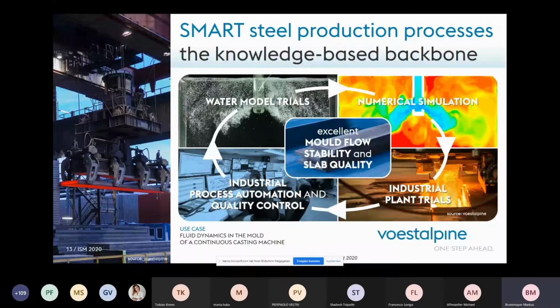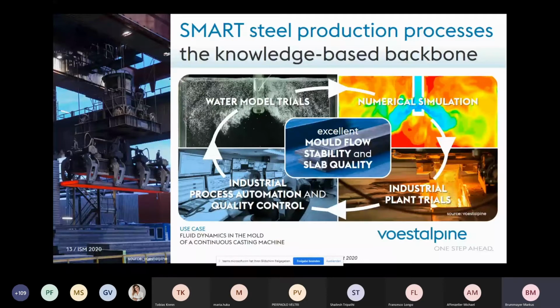These process models range from data-driven models via semi-empirical models and physically based mathematical models. But most of these models we can see, and we are using or implementing here, are so-called hybrid models, okay?